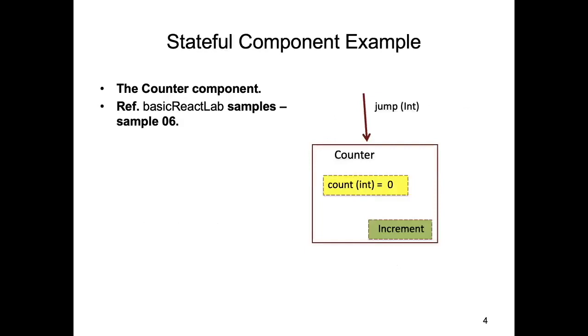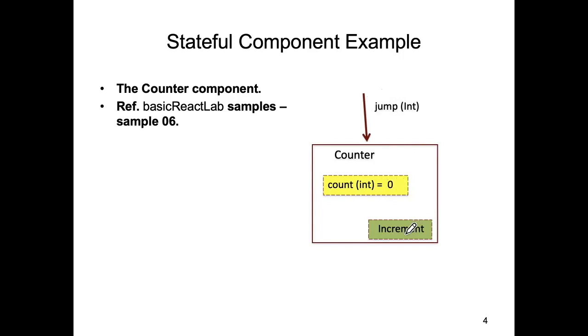On the right, I'm showing you a graphical representation of this component that I've called a counter component. In terms of state, this component state consists of a simple integer or numeric variable, which we are going to initialize to 0. And this component also expects a prop, which I've called jump, and it's also going to be an integer. The component has a button, and when I click the button, I want to change the value of my state variable.